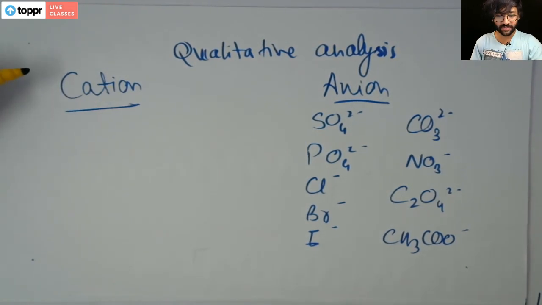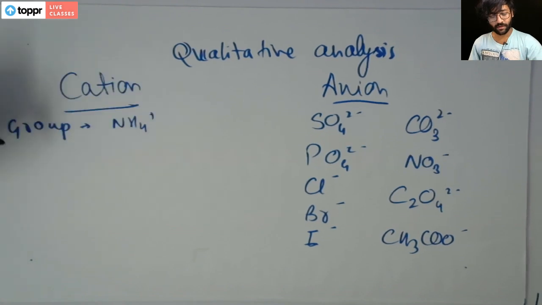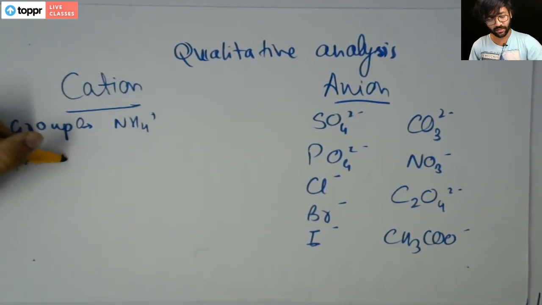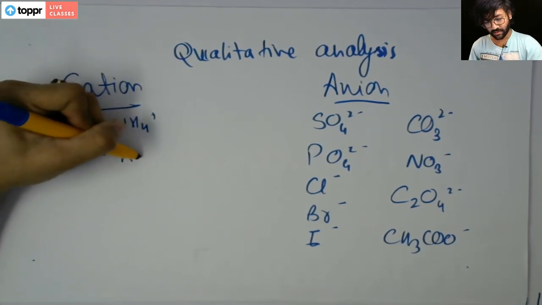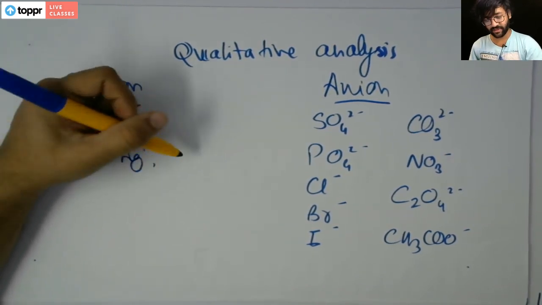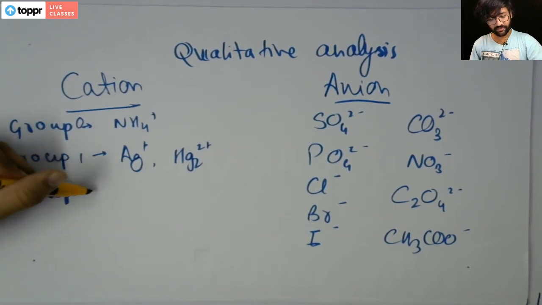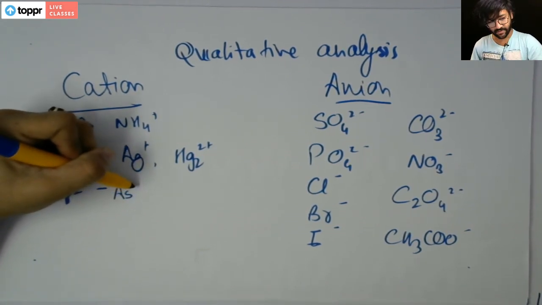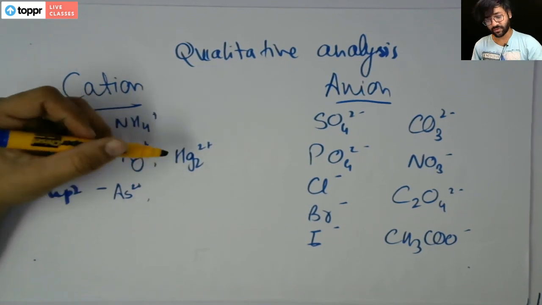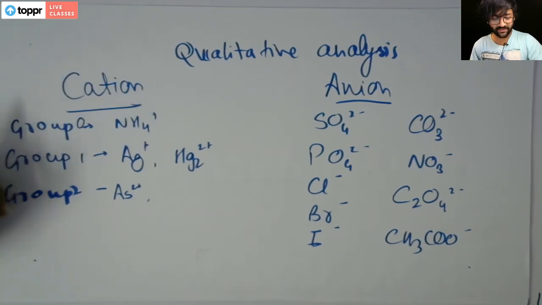So we have like 5 groups, right? Group 0 to group 4, sorry. For group 0 we have ammonium. Group 1 we have silver cation, and then we have mercury cation. In group 2 we have arsenic. Then also there is mercury. So mercury, as you know, there are mercurous and mercuric. There are 2 oxidation states, so it can be in group 1 as well as in group 2.